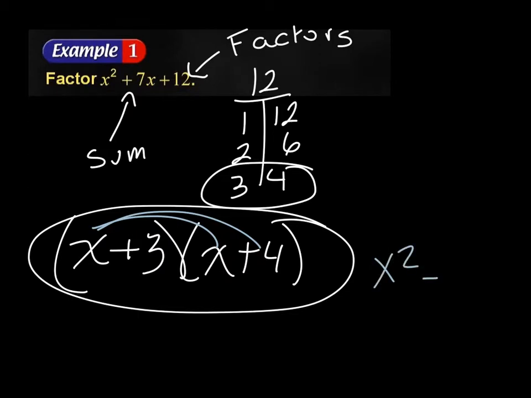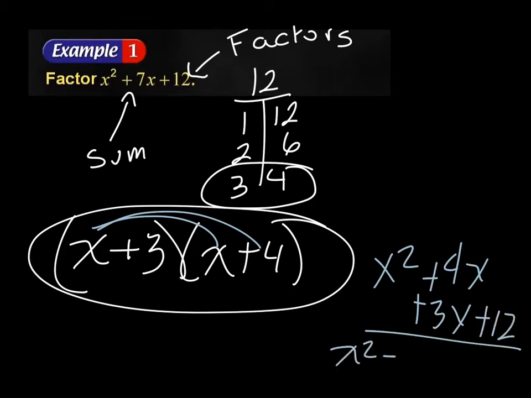X squared plus 4x plus 3x plus 12. Sure enough, I got what I started with, so I know my answer is right.